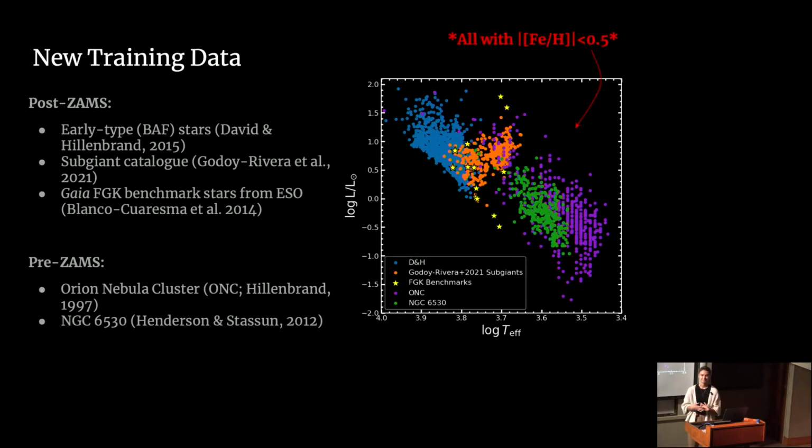Another thing to note is I mentioned that StelNet's trained on solar metallicity stellar evolutionary tracks. And so we want to keep any new training data reasonably close to an iron abundance of 0. So we keep all of this new training data having a metallicity within 0.5 dex, or metallicity units, of the solar value.